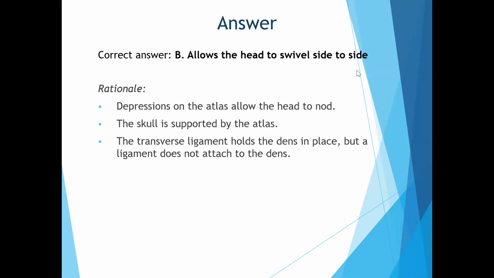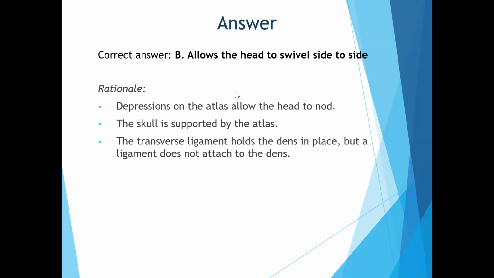And the answer is B. It allows the head to swivel side to side. So remember, Atlas, do you want to be number 1? Yes. Axis, C2, do you want to be number 2? No. Side to side. So as I just said, the Atlas does our nodding yes.